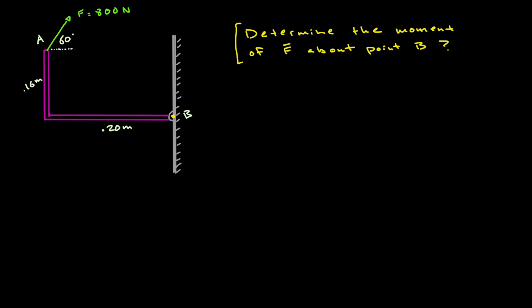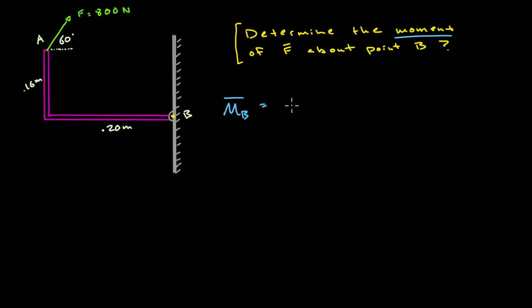Now anytime you encounter a moment problem, you should be thinking cross product, specifically r cross F, where r represents the vector from the point of rotation to the point of application of the force, and then the force, of course, is a force vector. So in this case, what we're actually asked to find, the moment of F, we can express as M sub B, and keep in mind that moments about a point are always vectors, so we need to put the overbar above the M here.